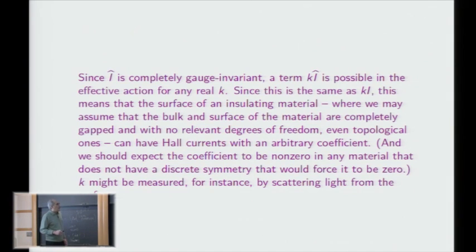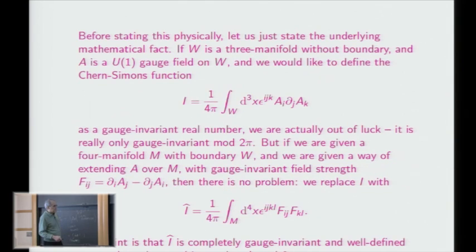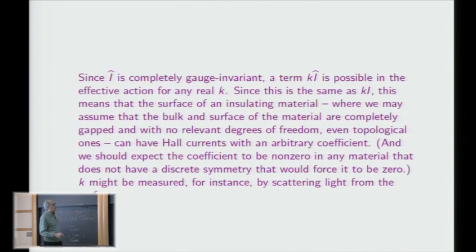So since I hat is completely gauge invariant, I hat is the four-dimensional integral, a term k times I hat is possible in the effective action for any real k. But since this is the same as k times I mod 2 pi, it means that the surface of an insulating material, where we may assume that the bulk and the surface are completely gapped with no relevant degrees of freedom, can have Hall currents with an arbitrary coefficient.